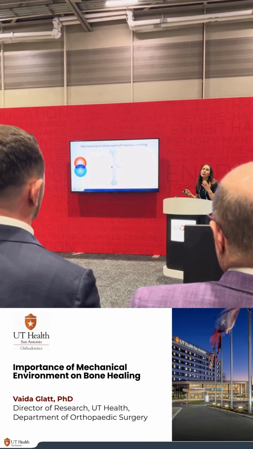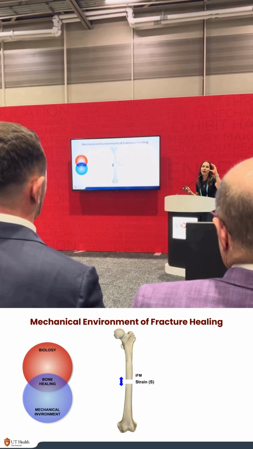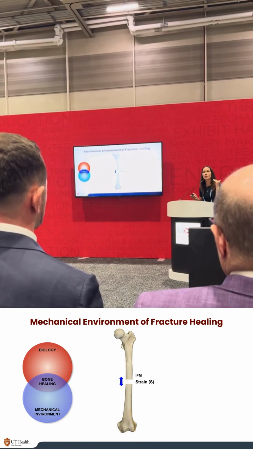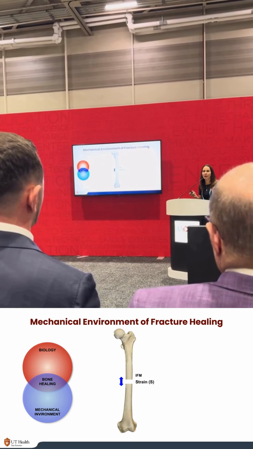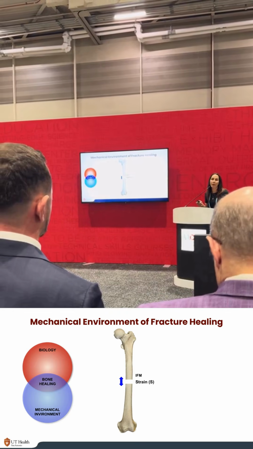And interfragmentary movement, as you can see here, between basically the loading between those fracture fragments, it's very important. And actually it was determined the most important mechanical factor. And that is actually determined by fixation stiffness and of course load bearing.